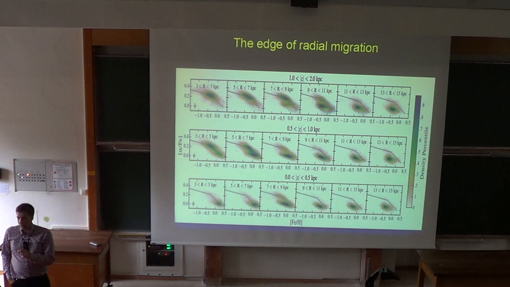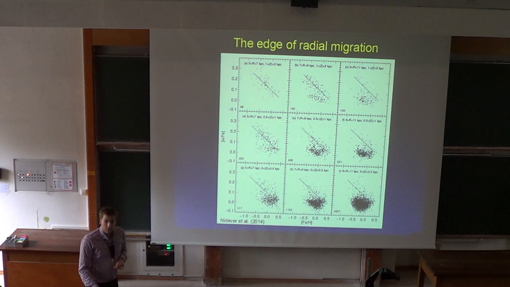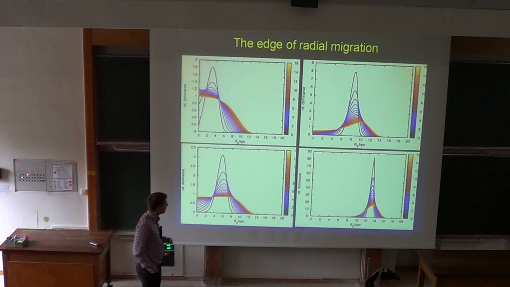Sorry, what did you show on the previous page? Is this the distribution? This one? Yeah. Distribution of semi-major axes of the orbits, or the distribution of where the star is in radial?